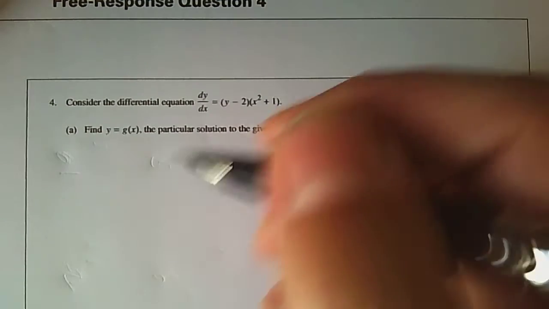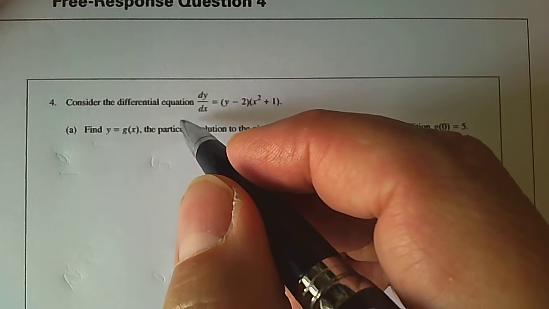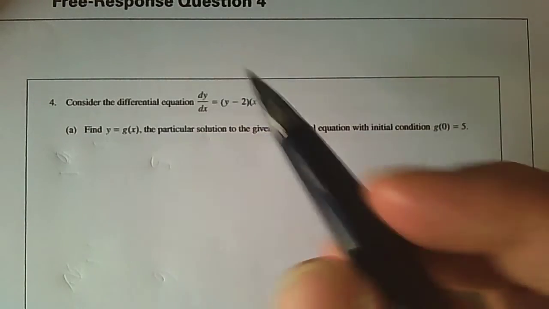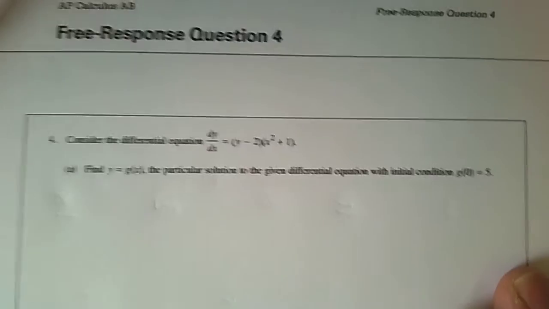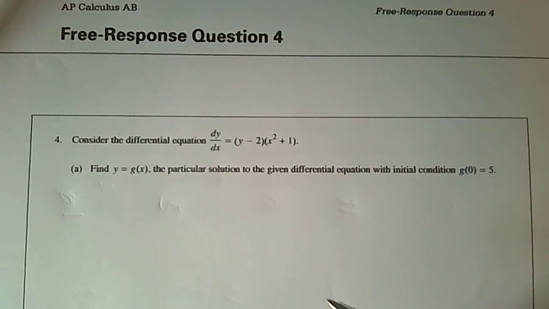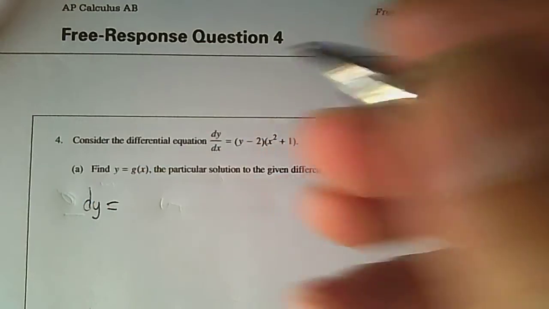All right, so here is question number 4 and the solution for it. So it's a differential equation. And step A says, find the particular solution for that diff EQ with an initial condition at g(0) equals 5. So when we solve the diff EQ, step 1, we need to have the ability to separate the variables. So we're going to multiply both sides by dx.